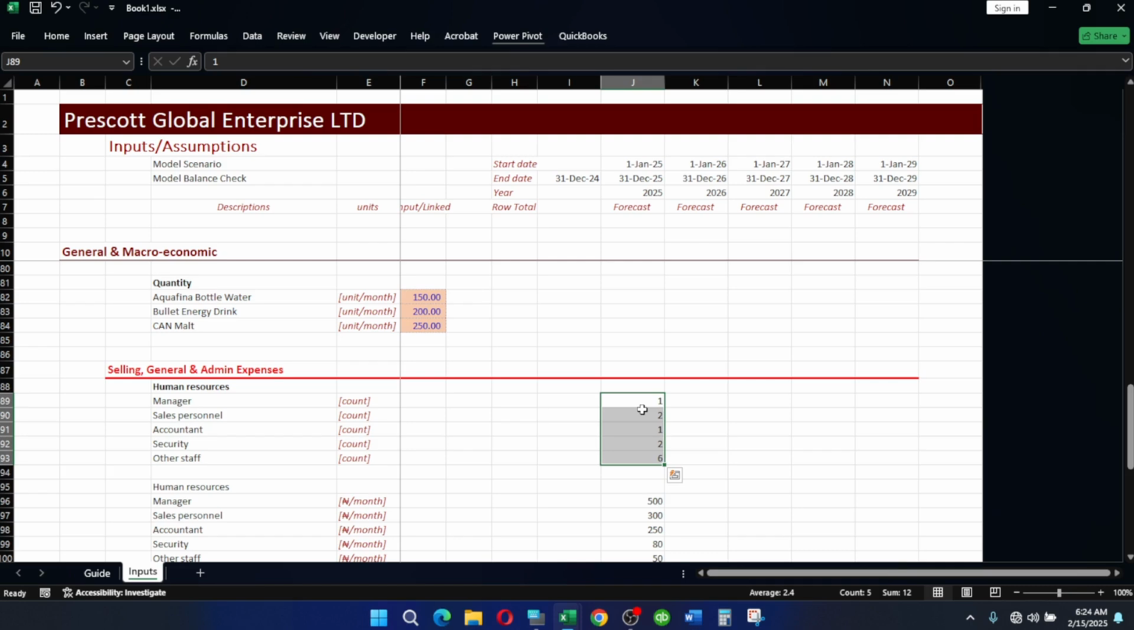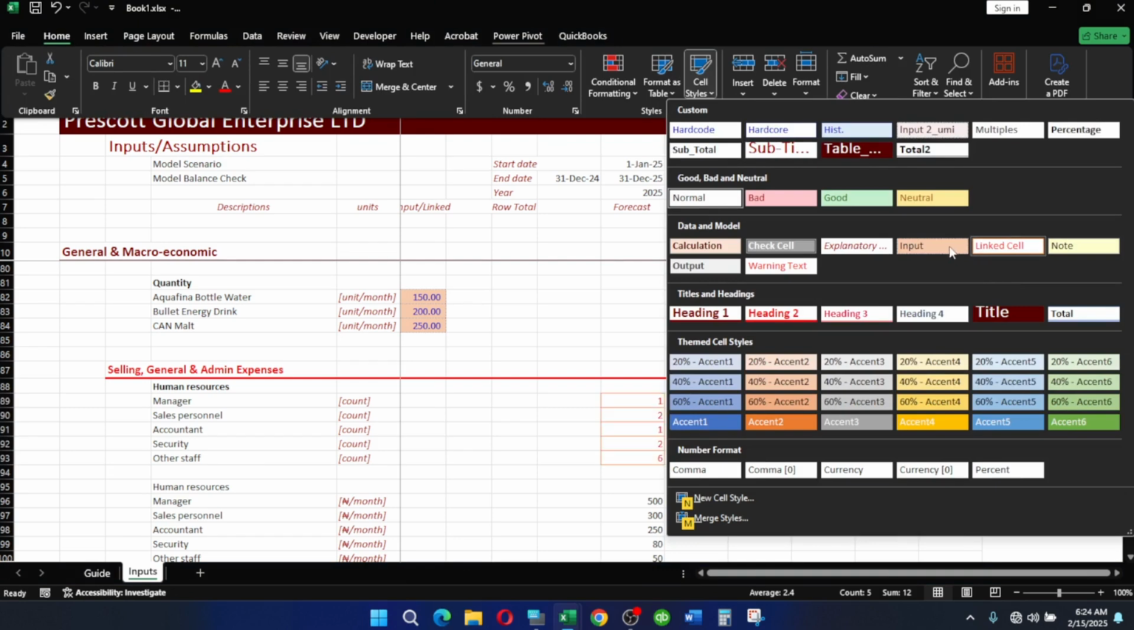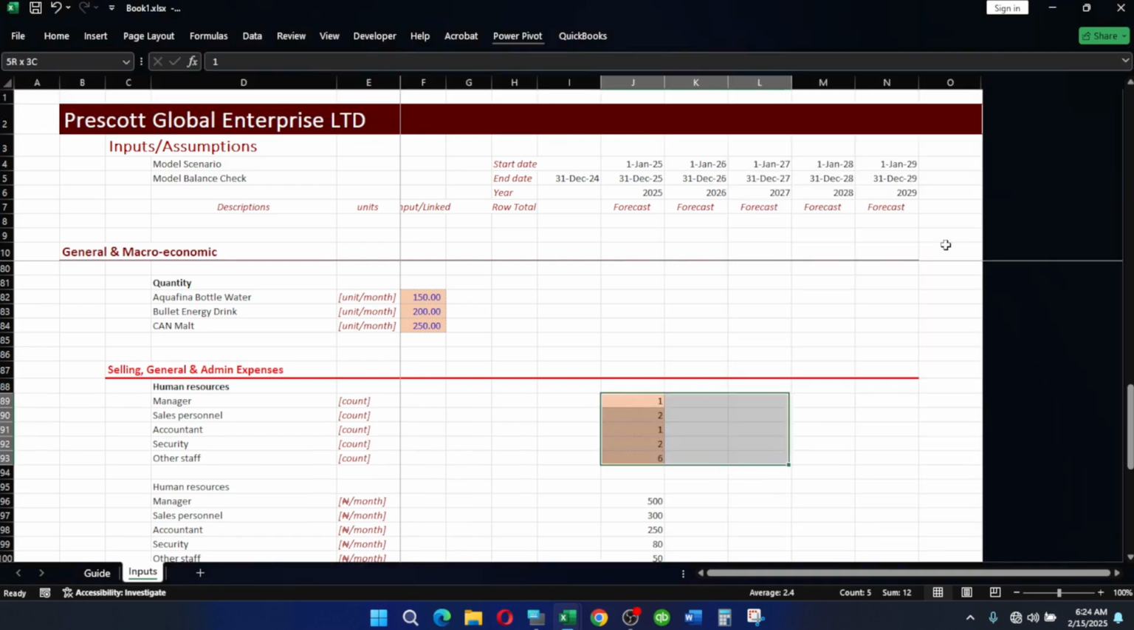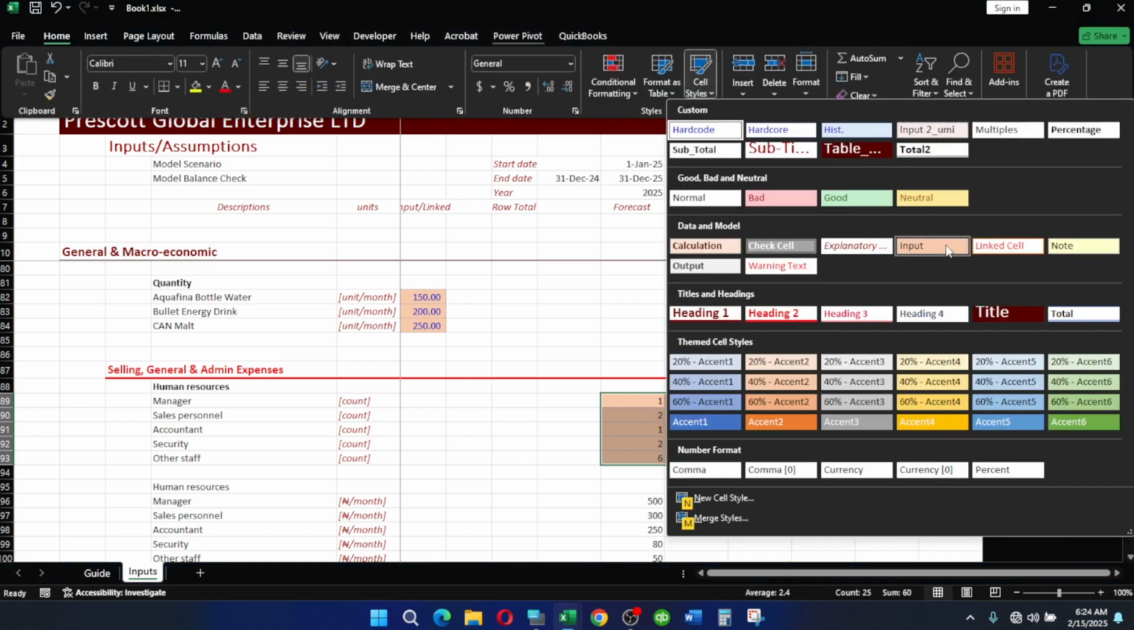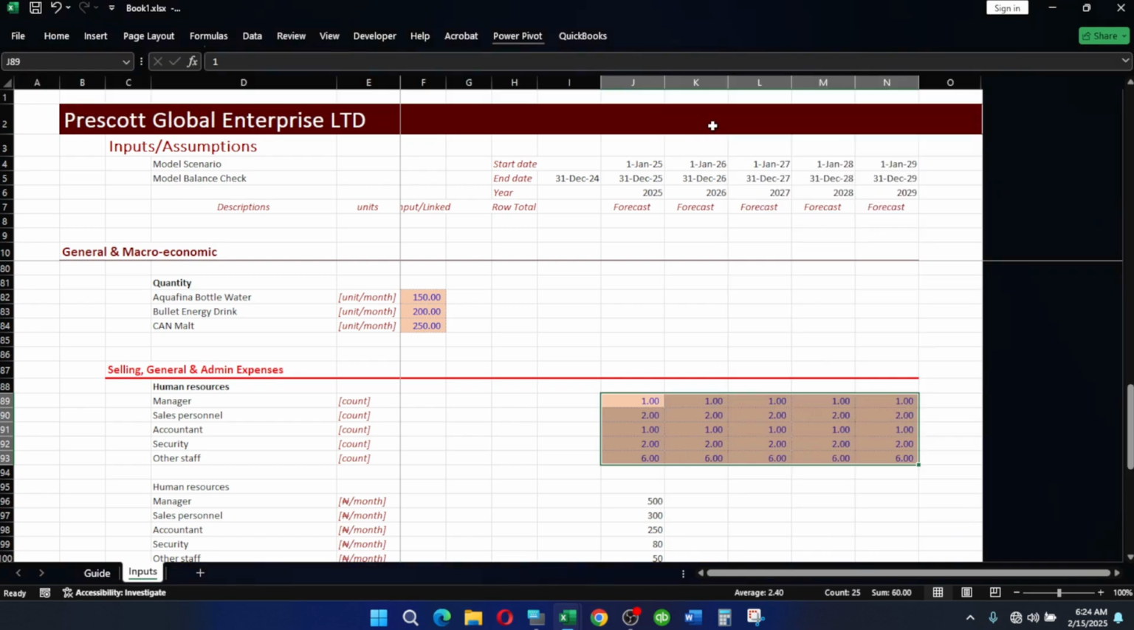So here now we are going to say it's an input data across the entire 5 years. We are assuming that across the entire 5 years, these are the only number of staff we want to have, right? But of course, when the company starts growing, we can increase the numbers, right? So this is just an assumption that this is how we want to operate at a minimum, right?